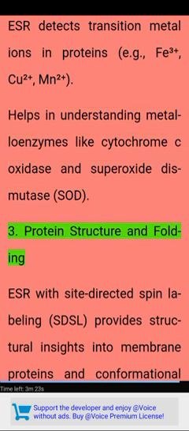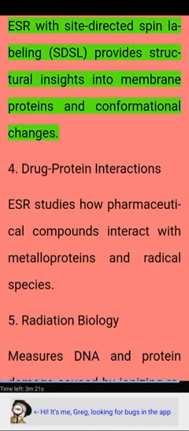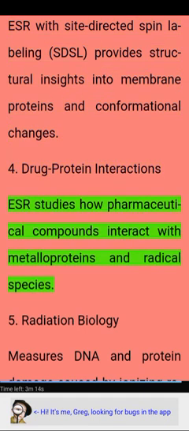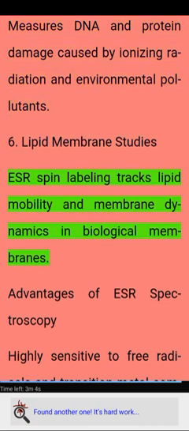3. Protein structure and folding. ESR with site-directed spin labeling, SDSL, provides structural insights into membrane proteins and conformational changes. 4. Drug-protein interactions. ESR studies how pharmaceutical compounds interact with metalloproteins and radical species. 5. Radiation biology. Measures DNA and protein damage caused by ionizing radiation and environmental pollutants. 6. Lipid membrane studies. ESR spin labeling tracks lipid mobility and membrane dynamics in biological membranes.